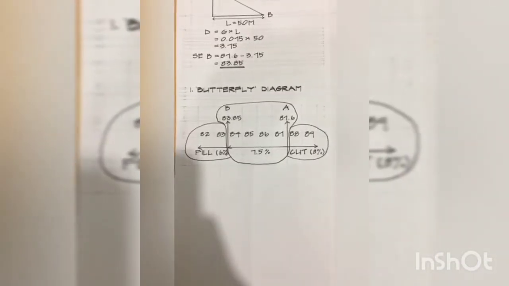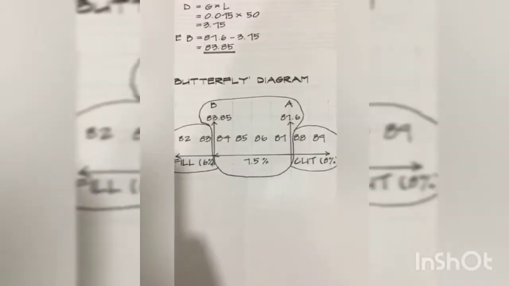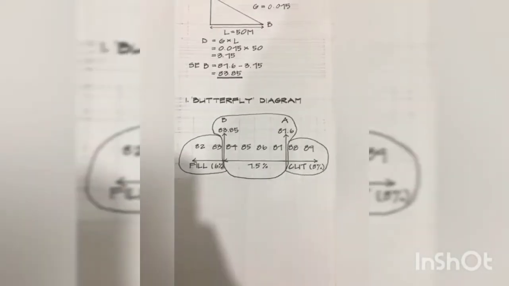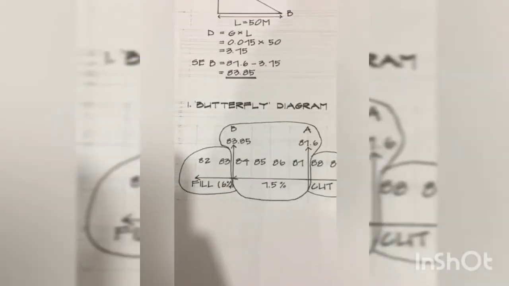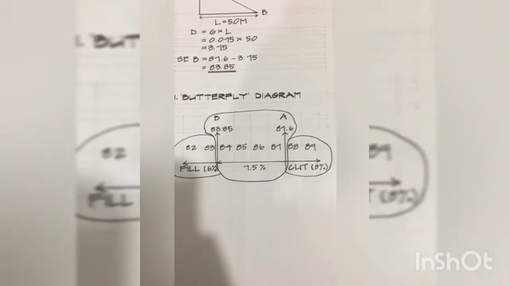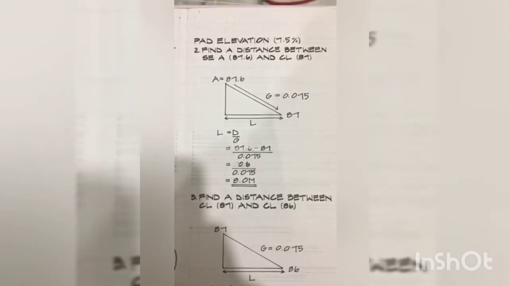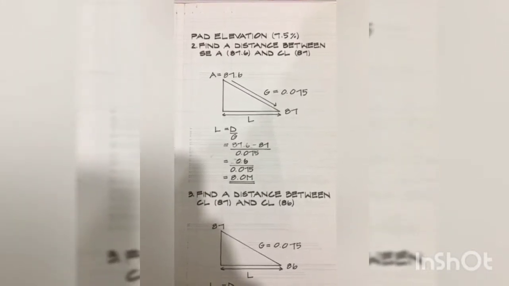The second step is to draw the butterfly diagram based on all the information given, which contains a number of contour lines, spot elevation A and spot elevation B, the slope gradient, and the cut and fill. The next is the explanation about the pad elevation, where the slope gradient is 7.5%.